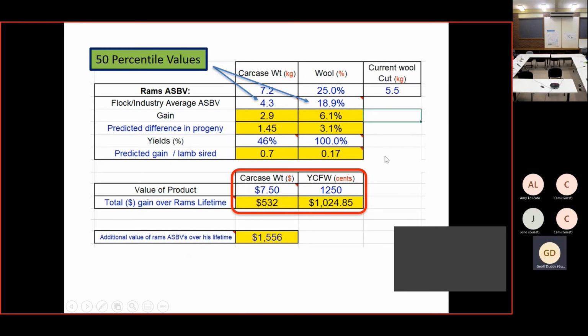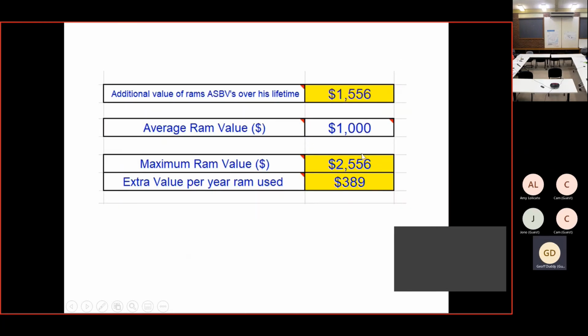Okay, and if we say they're valued at $1,000, if the average 50% old ram in Australia is $1,000, you could pay up to $2,500 for that particular ram before you're worse off, or before you're better off buying an average ram or 50% old ram. Right, so you can pay a fair few dollars for that.